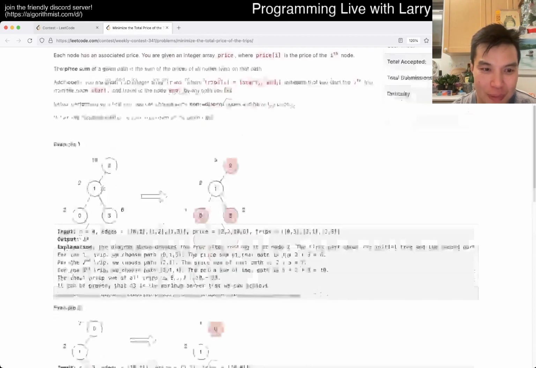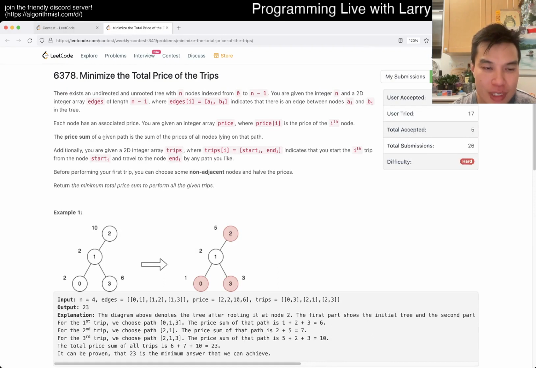Oh no, it's another tree problem. Undirected unrooted tree. Enter 1, integers n, and 2 the integer.